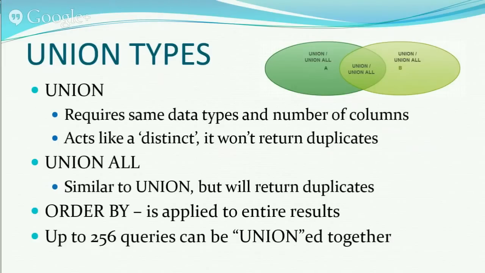All right, the 2 types of union statements, there's union and union all, and they're very similar to each other, except union all will return duplicates, whereas the union statement will return a distinct set of results. Things to note is when you do an order by, it will apply to all results in the statement, and you can have up to 256 queries that can be unioned together.